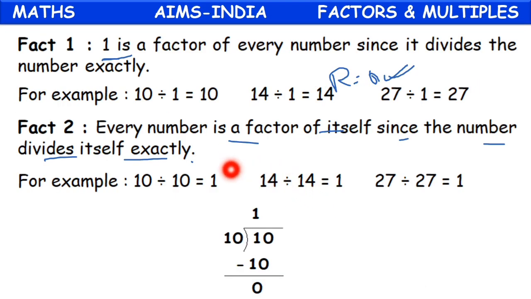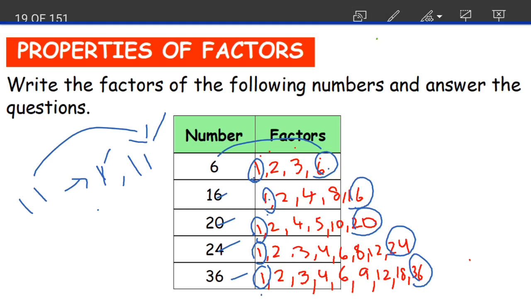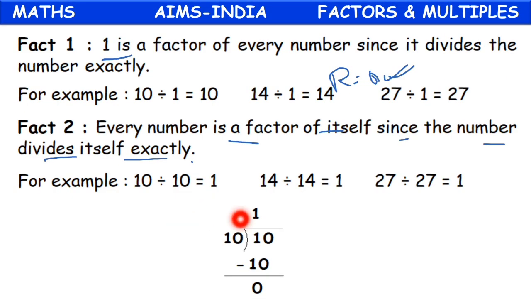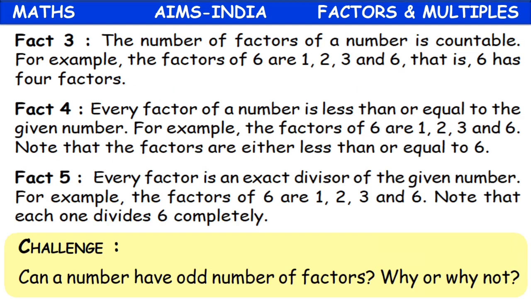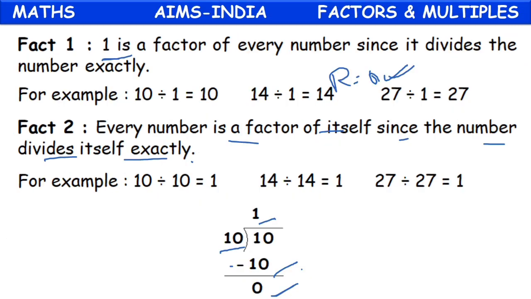Why is every number a factor of itself? Because it divides itself exactly. Now when we divide 10 by 10, 10 ones are 10 and when we subtract, 0 becomes our remainder. Next, fact 3. The number of factors of a number is countable. For example, the factors of 6 are 1, 2, 3 and 6. That is, 6 has 4 factors.